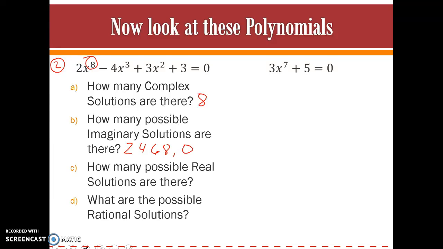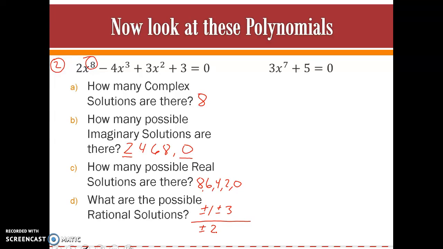How many possible real solutions are there? Well, if none of them are imaginary, that means all 8 will be real. If 2 of them are imaginary, 6 will be real. If 4 of them are imaginary, 4 will be real, and it could be 2 or it could be 0. What are the possible rational solutions? Well, I'm just going to write it like this. It's going to be plus or minus 1 or plus or minus 3 over plus or minus 2. So I could say it's positive 1/2, negative 1/2, positive 3/2, or negative 3/2.